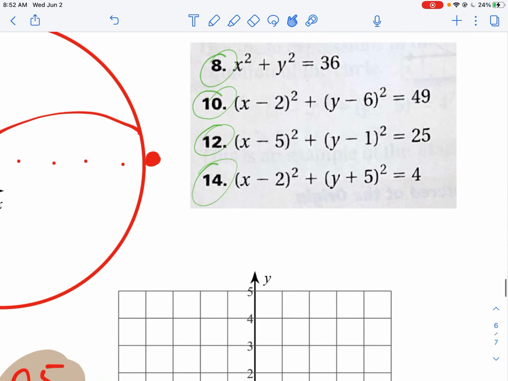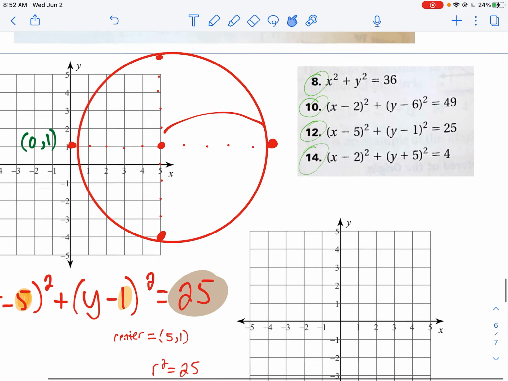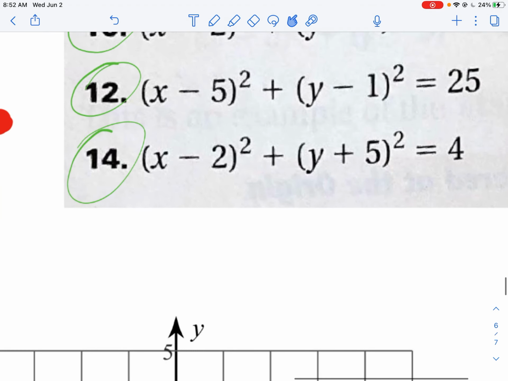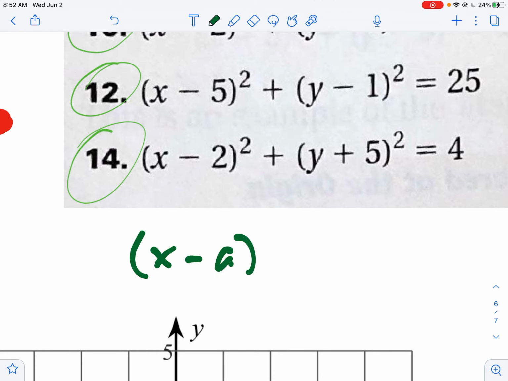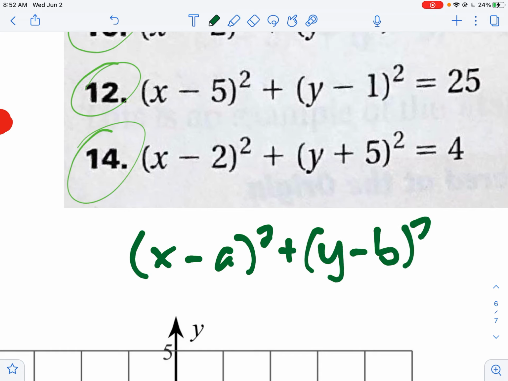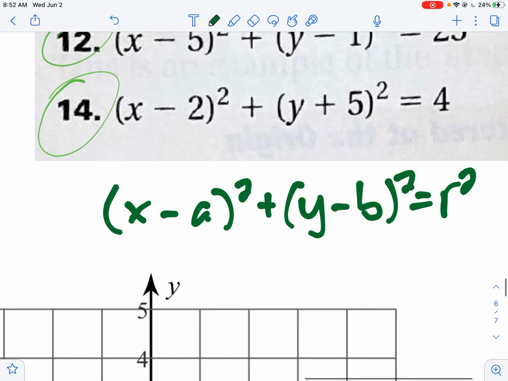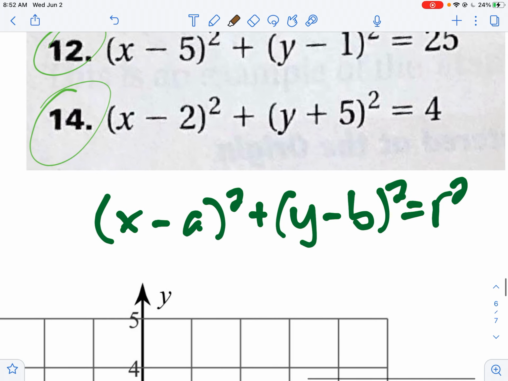Let's try one more. I'm going to try number 14. Number 14 is a little trickier. So let's take a look at 14 here. Now remember, the form of the equation is x minus a squared plus y minus b squared equals r squared. Now I can identify a. That's pretty easy. It's 2.